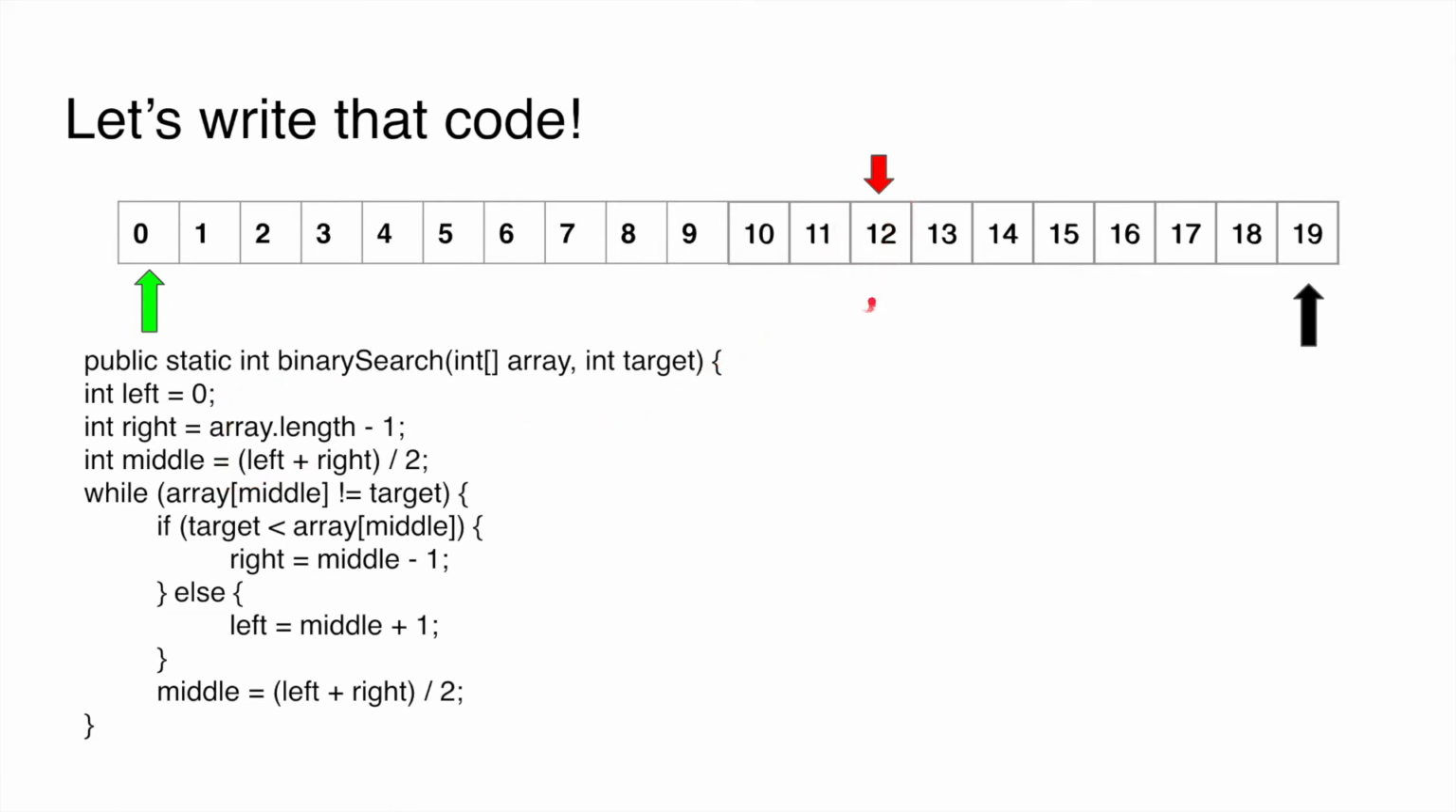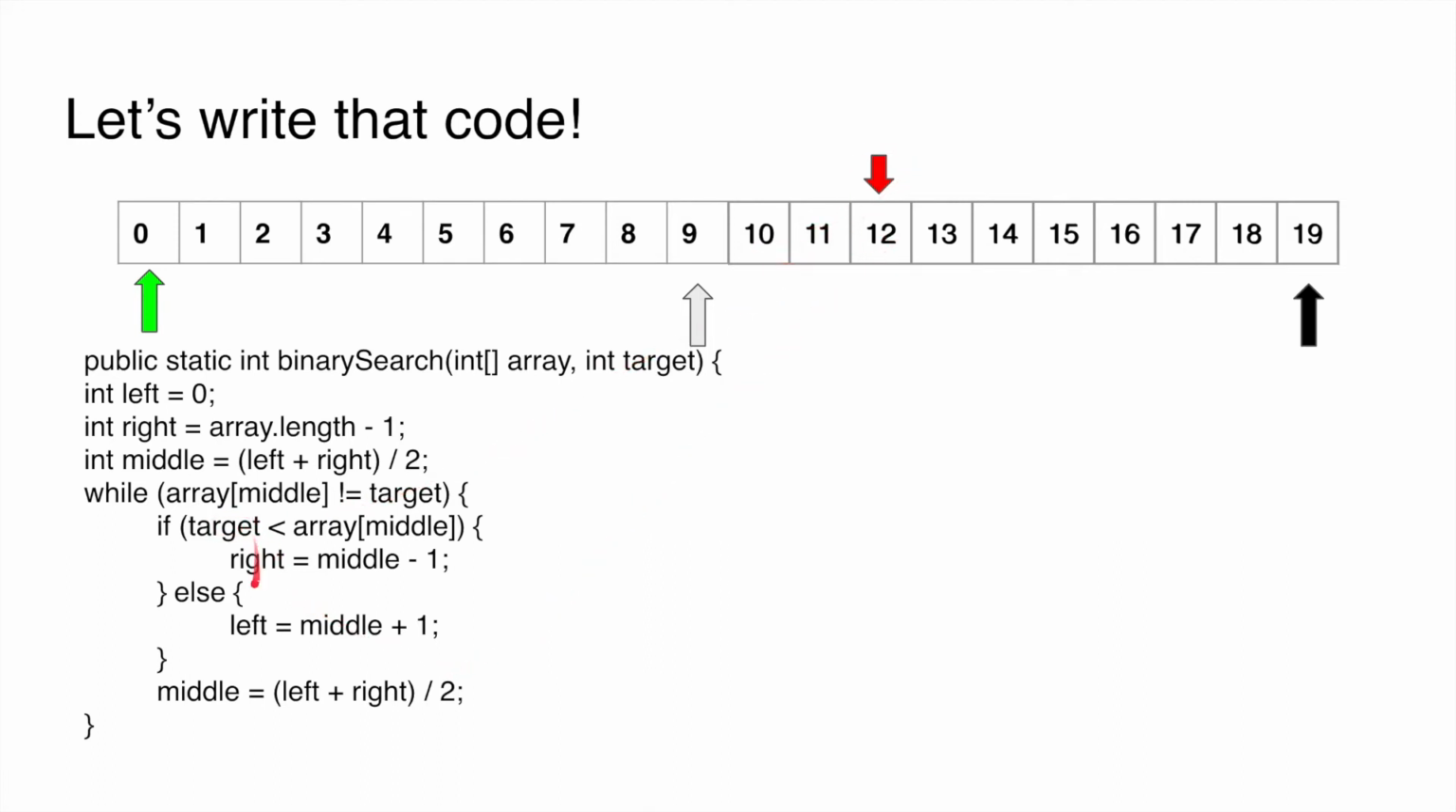I'm going to search for the element here at 12. This green arrow is going to be my left. This black arrow is going to be my right. Okay, so I started at 0 and at 19. And I need to find the middle. Where is that going to be? As we know, it's going to be at 9. Okay, so the gray arrow is going to be my middle. Is that my element? The answer is no. Where is my target? My target is on the right-hand side.